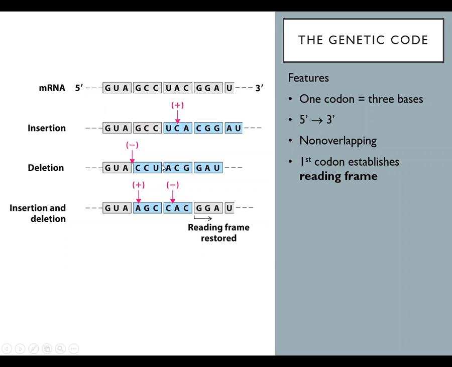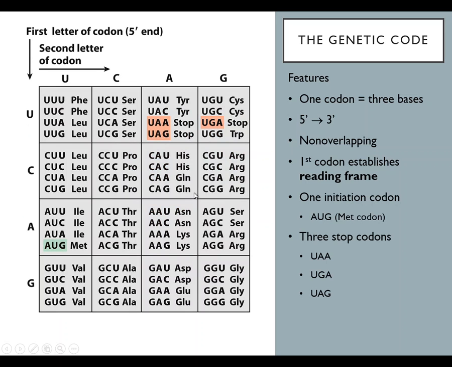So 3 insertions in a row or 3 insertions anywhere will shift the reading frame back to its original reading frame for at least part of the protein. Now, like I said, all 20 amino acids are represented in the codon table, but there are 64 codons, which means there's more than you need.